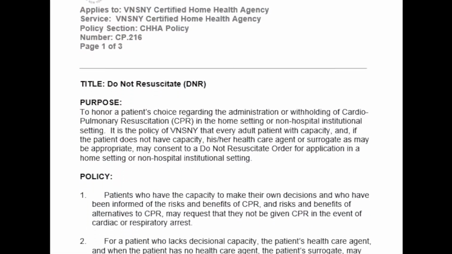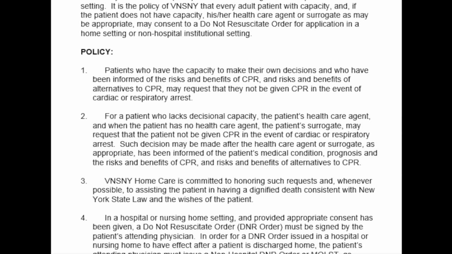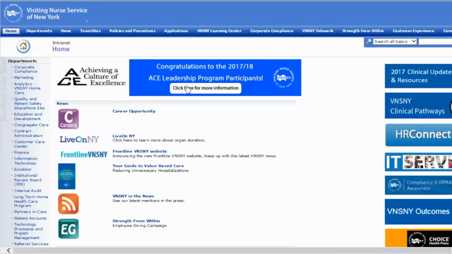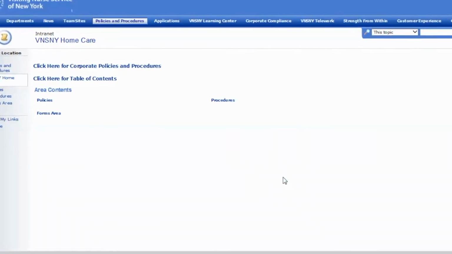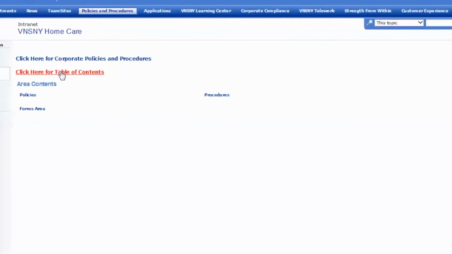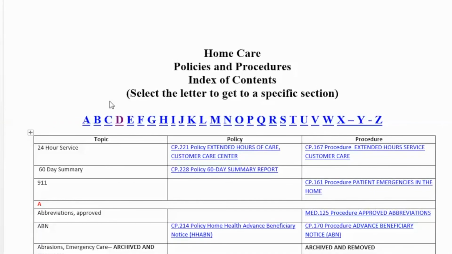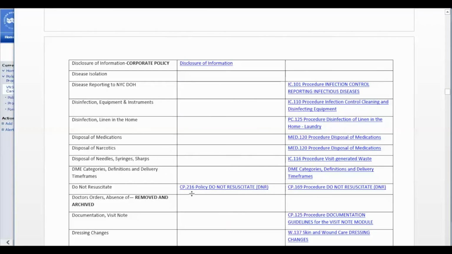To read the updated policy and procedure for Do Not Resuscitate in its entirety, please refer to the VNSNY intranet section for policies and procedures. It is listed under Do Not Resuscitate.